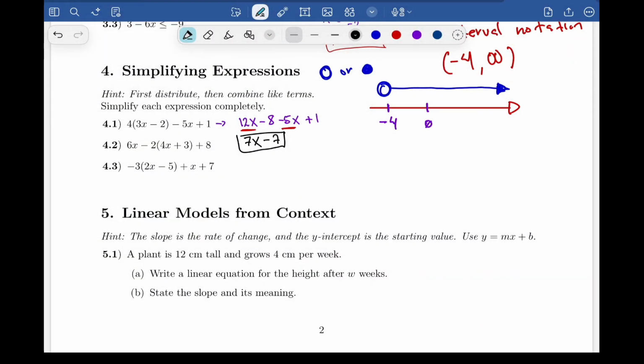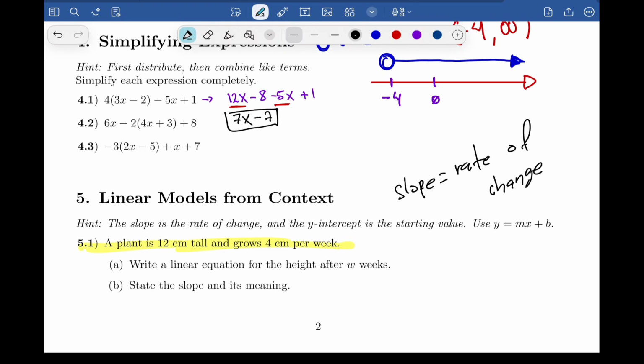We have linear equations, but using context or real life situations. So we have a plant, is 12 centimeters tall and grows 4 centimeters per week. What we need to remember is that the slope is the rate of change. And what is the meaning of this rate of change? It is when something is increasing or decreasing by a certain amount every single time. And that is the meaning of the slope.